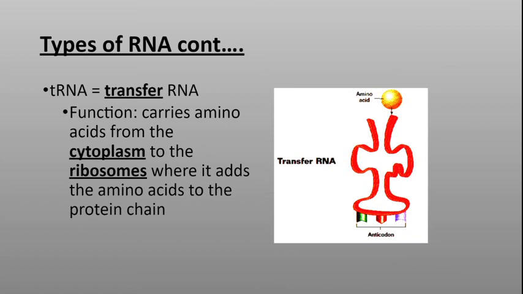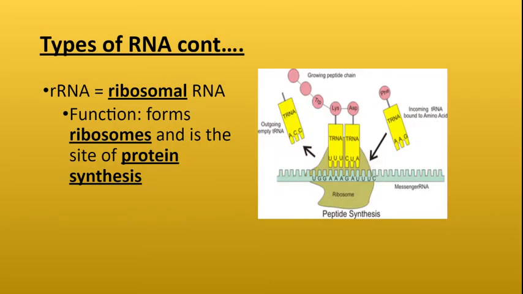Now we have tRNA. This is our transfer RNA that functions by carrying amino acids from the cytoplasm to the ribosomes, where it adds the amino acids to the protein chain. So it's transferring from one thing to another. Next, we have rRNA, which is our ribosomal RNA. Its function is to form ribosomes, and this just happens to be the site of protein synthesis.